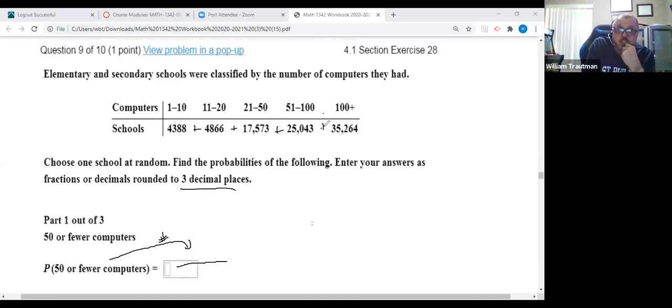These are all the schools. This is the frequency. We have to add them all up on our calculator. 4388 plus 4866 plus 17,573 plus 25,043 plus 35,264. So when I added them all up, I got 87,134. I hope that's right. I'm hoping somebody checks my work.